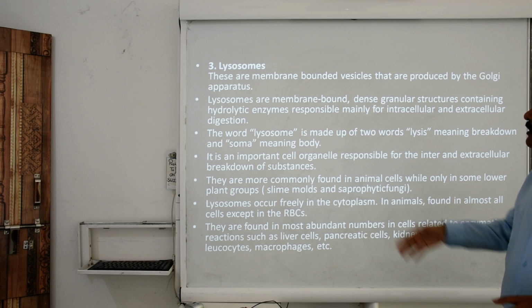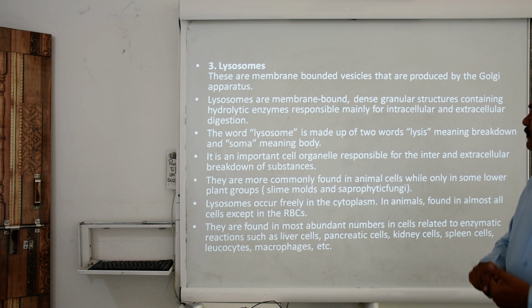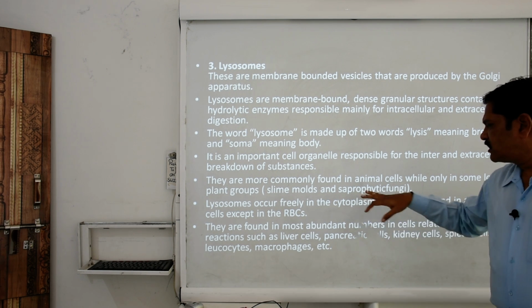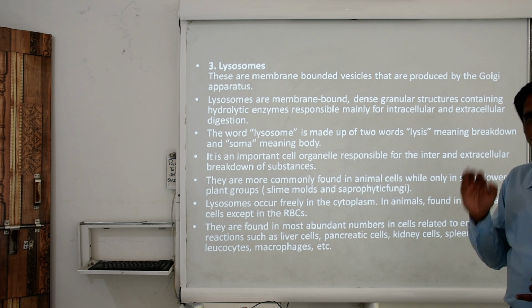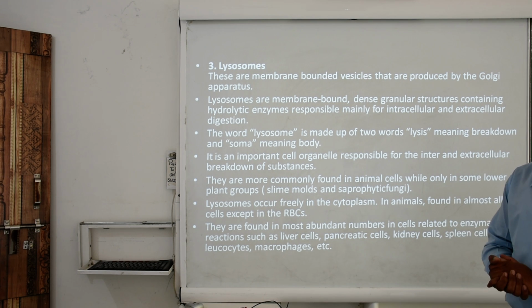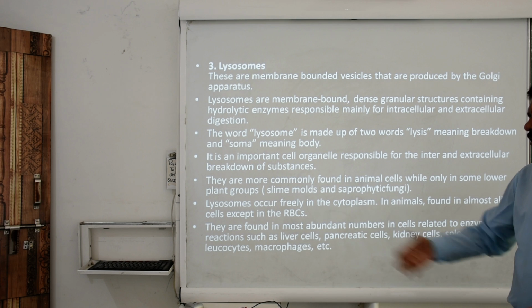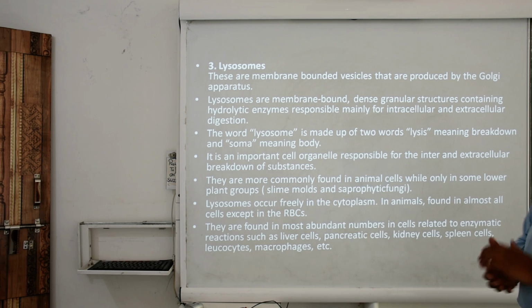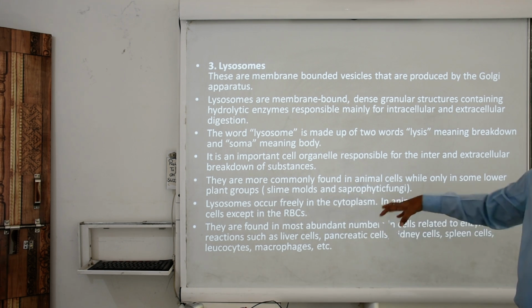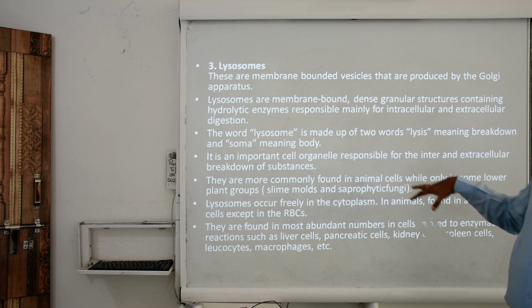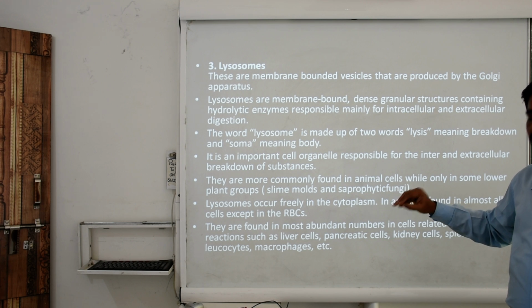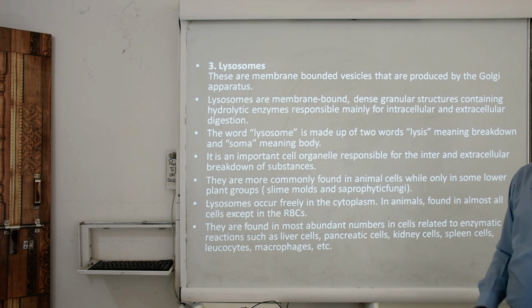Okay, now it is important for the intracellular and extracellular breakdown of substances. These are basically found in the animal cell. In general it is absent in the plant cell, but some lower plants also contain these lysosomal structures. Clear? It is freely suspended in the cytoplasm. In animal cells it is almost always present, except in human RBCs.